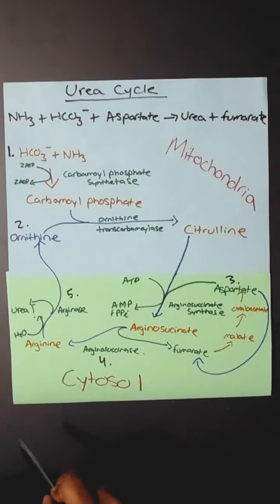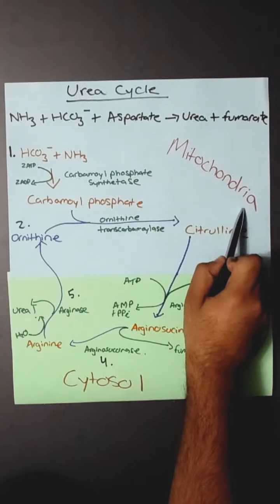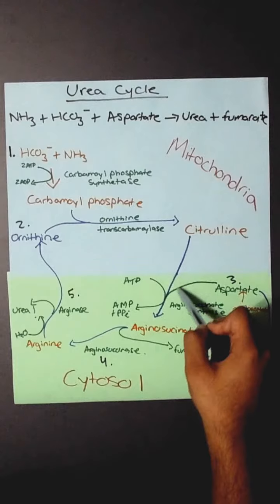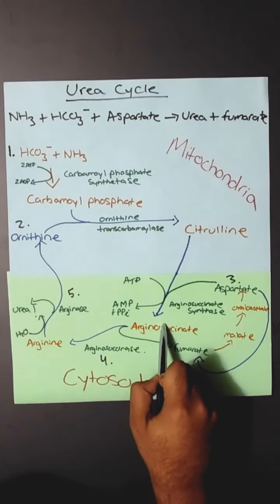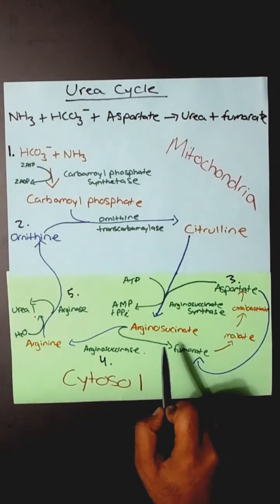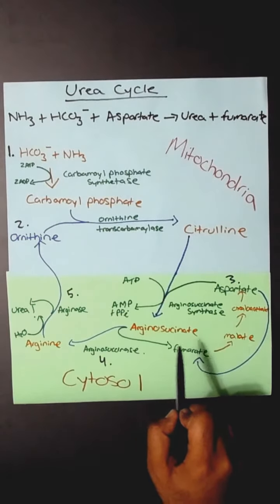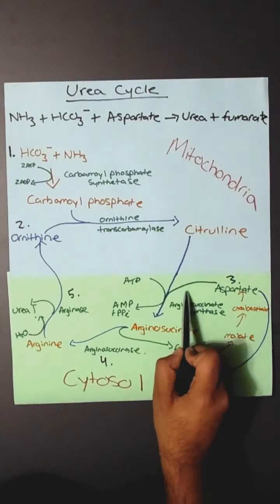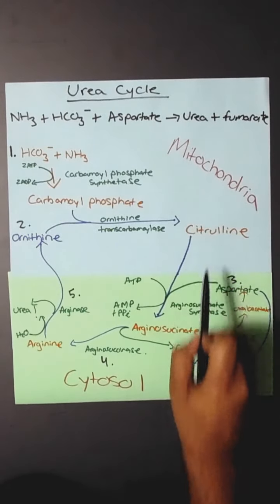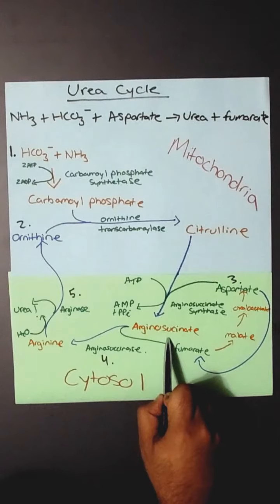All the reactions thus far have occurred in the mitochondria. Now citrulline is transported through the mitochondria to the cytosol to complete the next few steps. The third step is to bring a molecule of aspartate and ligate it to citrulline to form arginosuccinate.